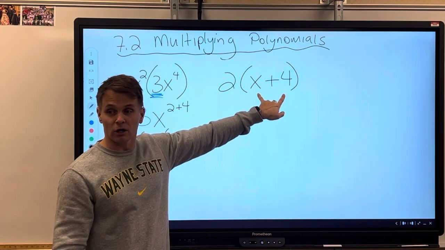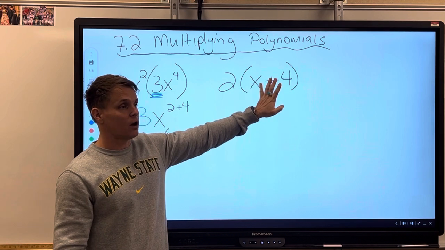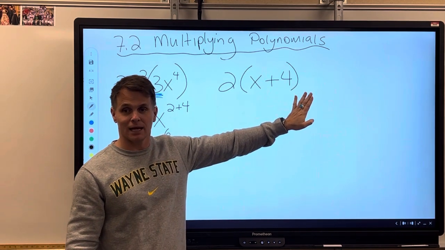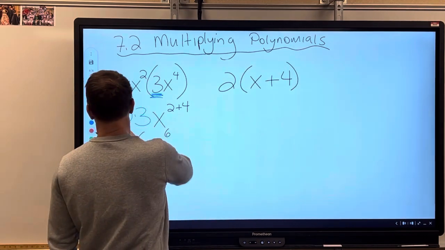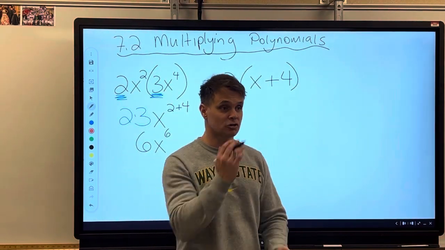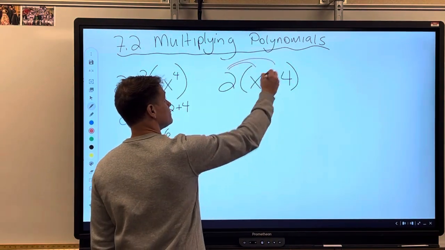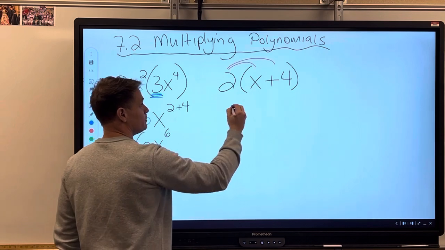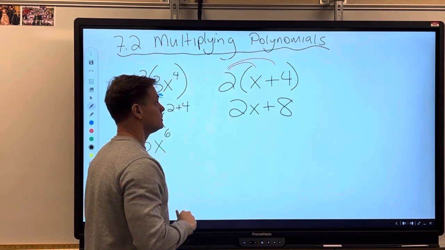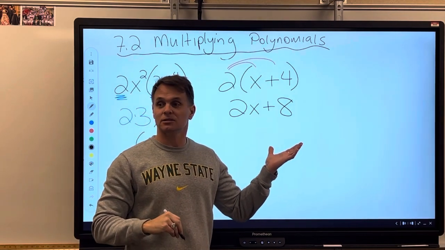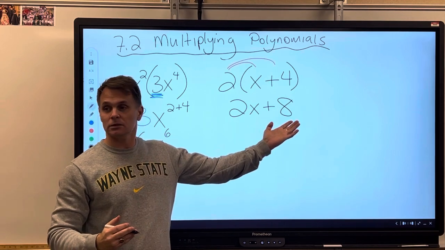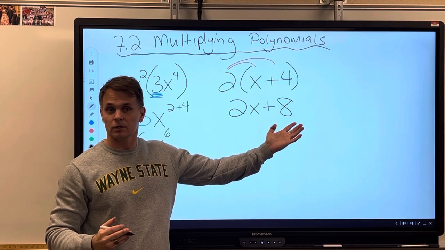x and 4, are they like terms? No. Are there any exponents that we can use? No. So then multiplying's next. What's another word for multiplying? Distributive property. 2 times x is 2x. 2 times 4 is 8. That is in standard form. You can't do anything more with that. Highest exponent, and then a number by itself.